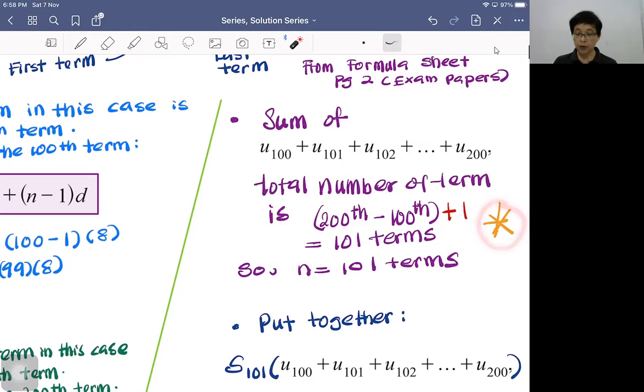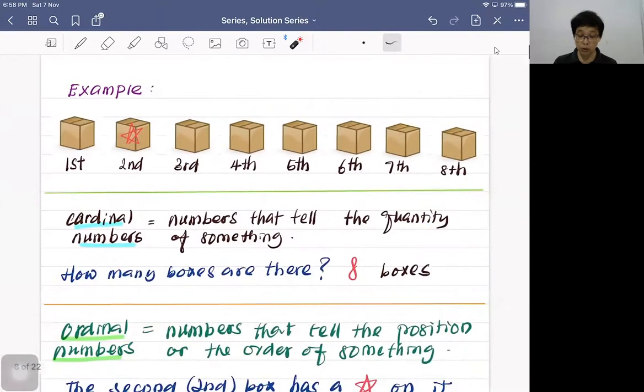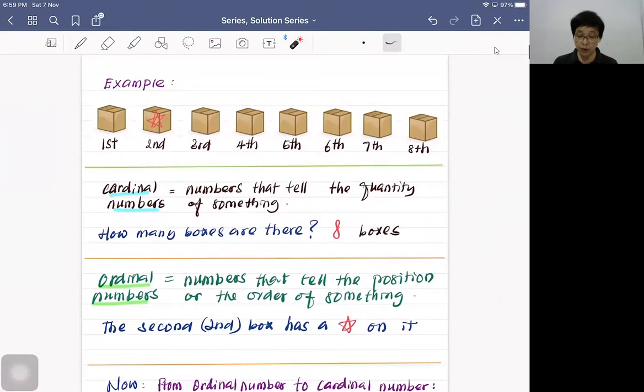I put an asterisk here just in case you have the question, why do we plus 1? Let's go to the next page and I will break it down for you. I'm putting a very simple example here. I've listed some boxes, and altogether, if it says how many boxes are there, 1, 2, 3, 4, 5, 6, 7, 8. There are 8 boxes. And when we say 8 boxes, what do we mean by that?